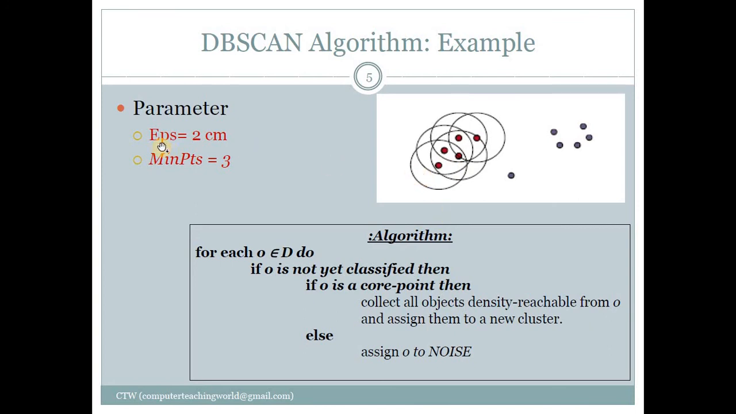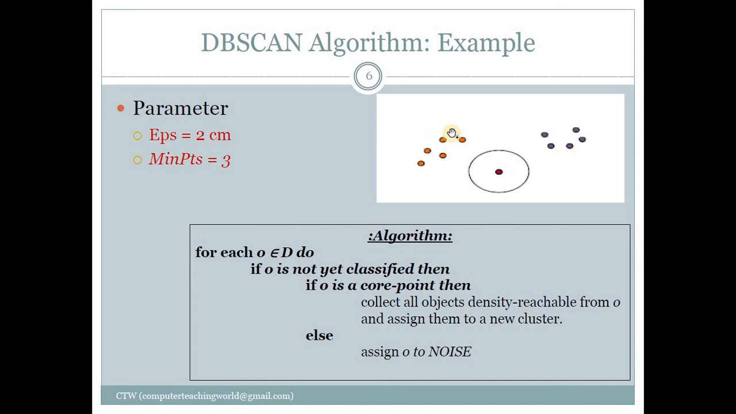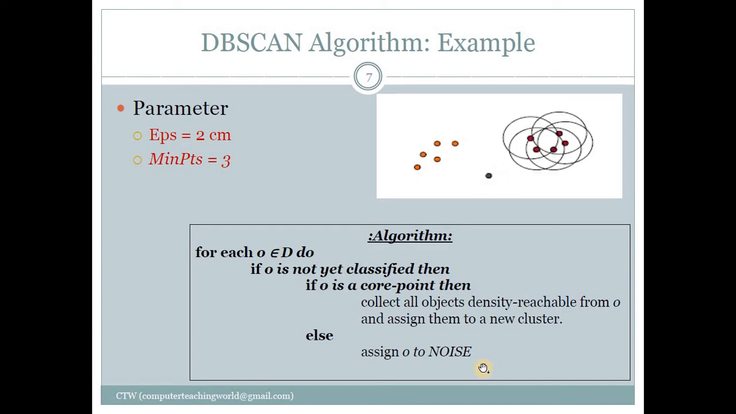For an example, here we use epsilon equal to 2 cm and minimum points equal to 3. Let's say we draw a circle with R equal to 2 cm, and we see that inside it there are 3 points, which is greater than or equal to the minimum points. So this will be our core point and we will add all these 3 inside this cluster. We do this for all the points, and we can see all these points belong to the same cluster. Same thing here: there is nothing, so this is not a core point, so we assign it as a noise point.